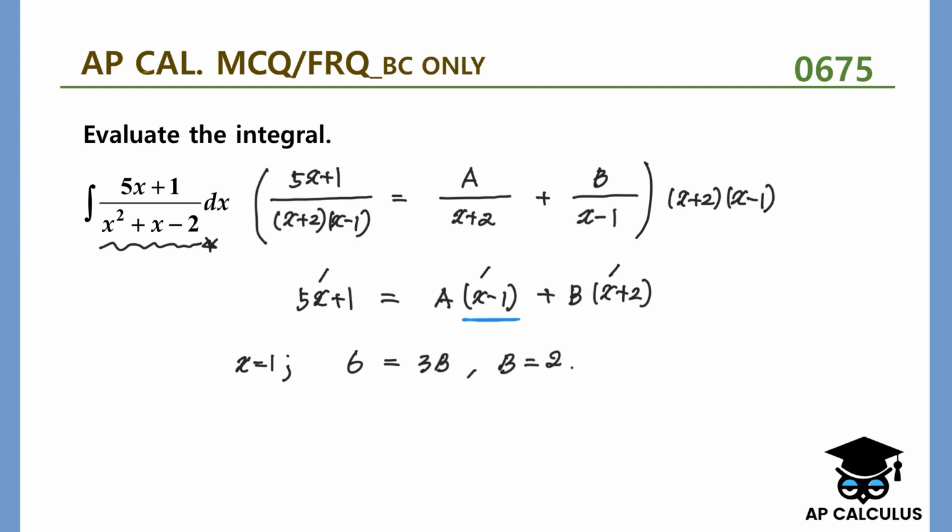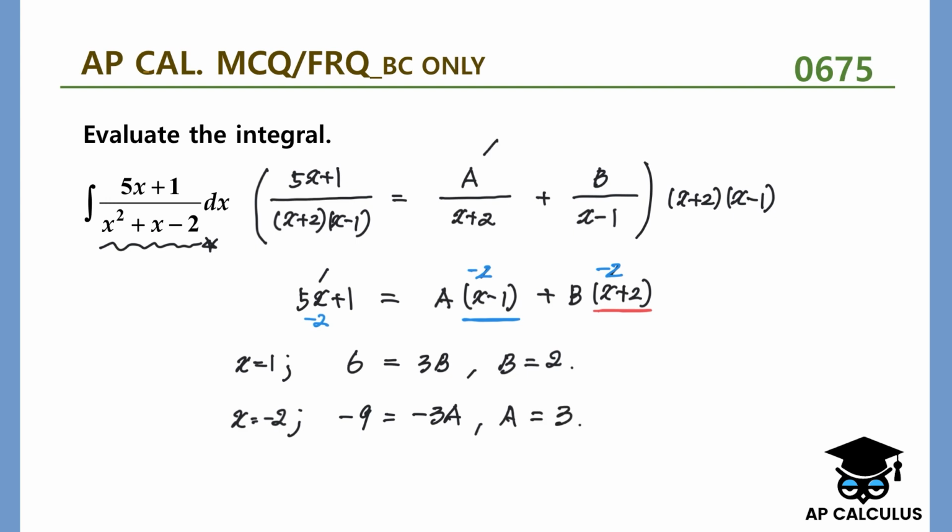Now substitute the x value where this expression is equal to 0. So I'm going to substitute negative 2 for x. So negative 2 here, negative 2 here, negative 2 here. All right? 5 times negative 2, that's negative 10, plus 1, that's negative 9. A times negative 2 minus 1, that's negative 3, right? So negative 3a, and this expression is equal to 0, right? So we have negative 9 is equal to negative 3a, then a is 3, right?